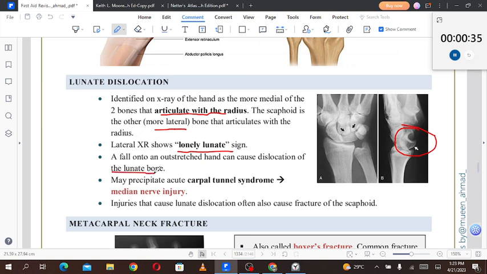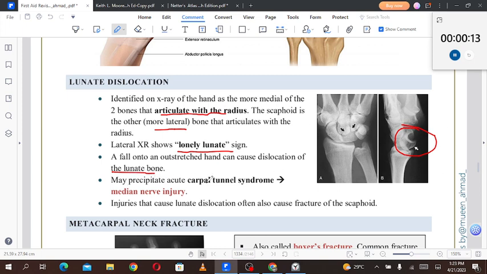So listen, a fall on the outstretched hand can cause a lot of things. It can damage the scaphoid, it can damage the lunate, along with ulnar nerve damage. So if they're talking about some nerve deficit and an outstretched hand, think about the ulnar nerve. But if they're talking about a bone fracture and trying to bring you to the wrist bones or the carpal bones, think about the scaphoid or the lunate, and look for the lonely lunate sign if they're giving you an X-ray like that.